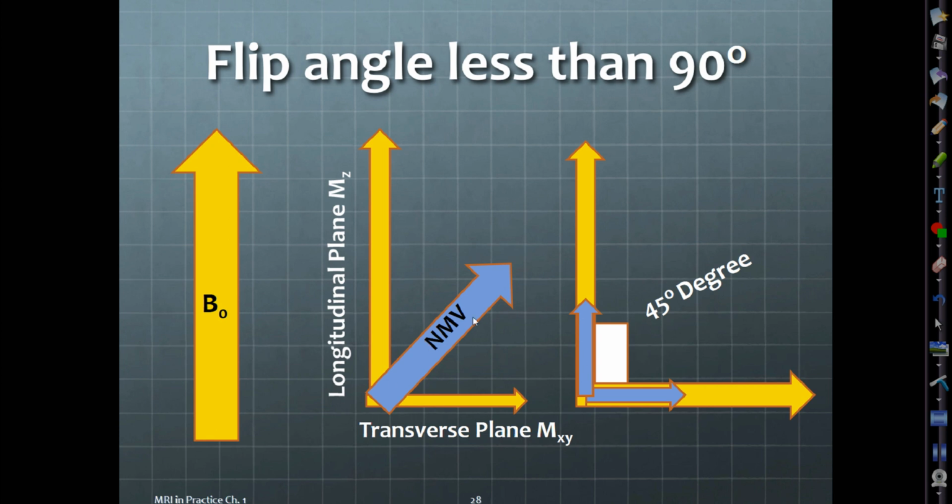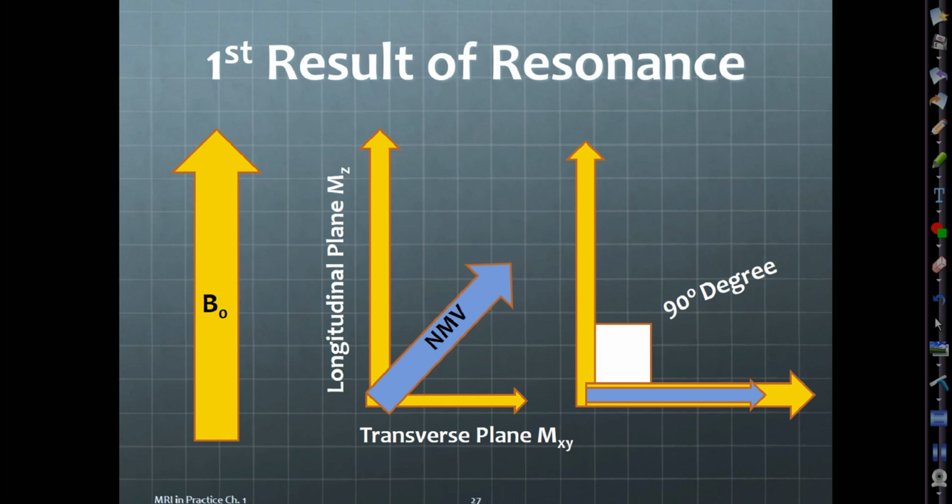When that happens, remember we talked about how oblique vectors can be broken down into smaller vectors on our orthogonal planes. The entire vector doesn't go into the transverse plane, only a portion of it, and a portion actually stays in the longitudinal plane. So of these two examples, which one do you think will produce more signal? 45 degrees or 90 degrees? What do you think? And why? What's larger and rotating around that transverse axis in the 90 degrees?